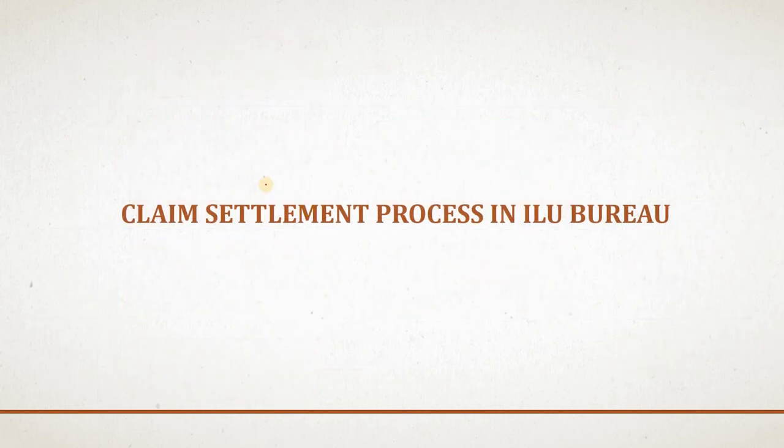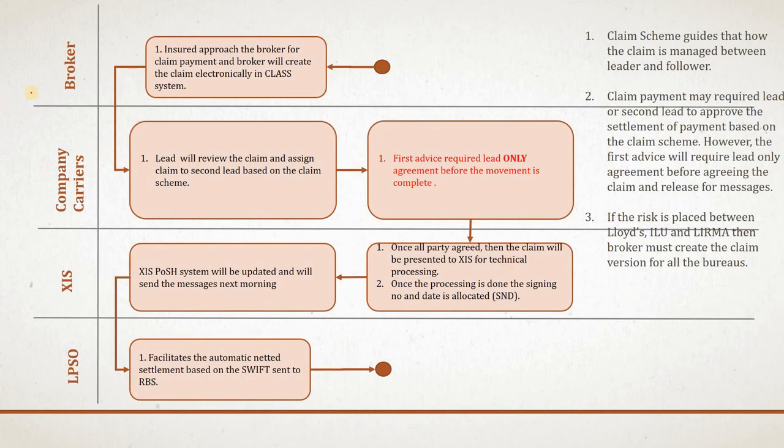Now moving next to the ILU claim process, which I can say is 80% the same as the Lloyd's bureau claim process, but we will see what the differences are over here. Again, the parties involved here are the broker, the company carriers, the XIS, and LPSO. The insured approaches the broker for claim payment, and the broker will create the electronic claim in the class system.